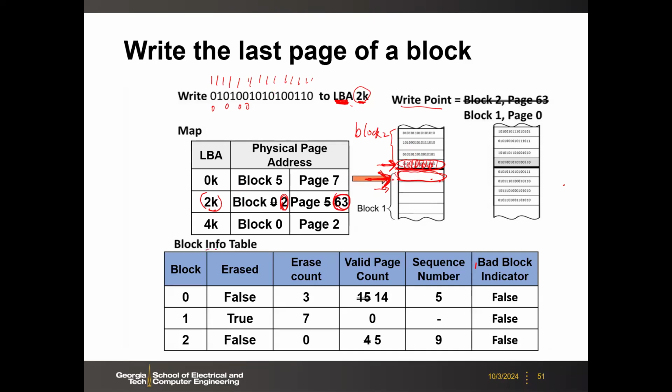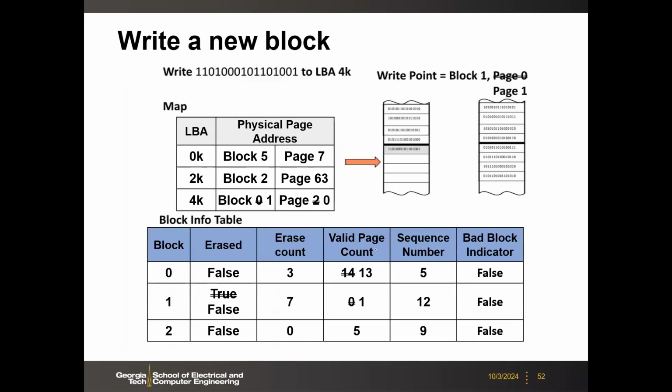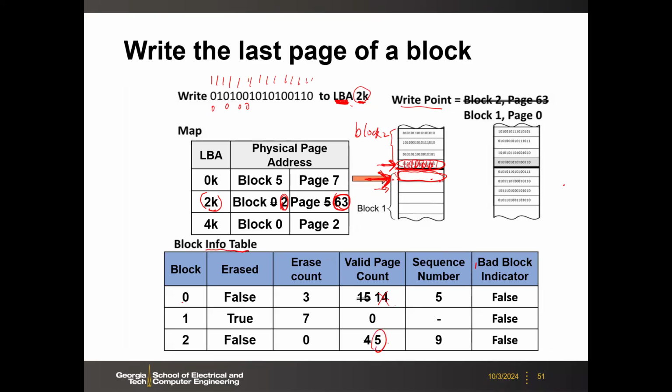Also there's an information table you have to update. Previously this logic block 2K was mapped to, let's say, block 0. Now you move it to block 2. So for block 0, the valid page count is reduced by 1, and for block 2, you increase the valid page count. The old data of this logic address is still there in block 0, but you no longer need it, so this becomes invalid. You don't throw it away physically. It's still there, but there's no mapping to the logic space.